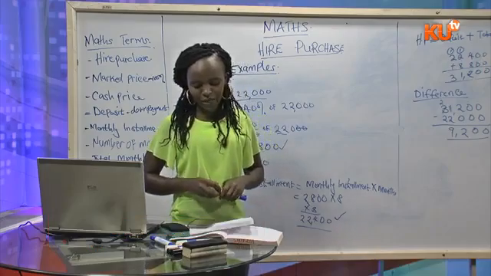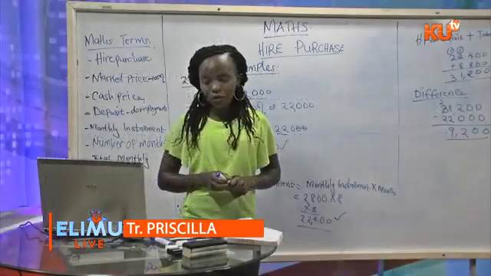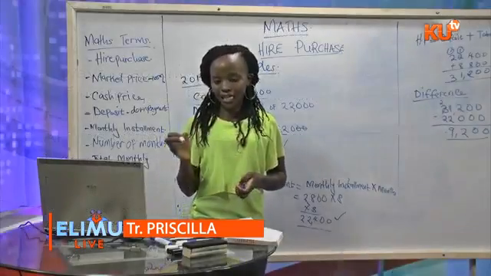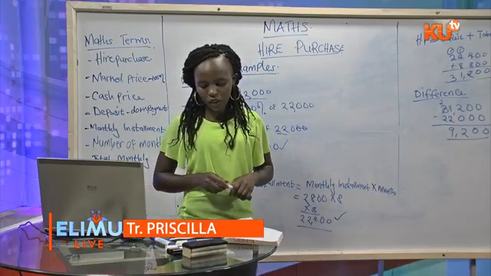Then point number 3 to remember. Always write down what you have been given. Whether you know how to calculate it or not, whether you know how to solve a problem or not, first of all, write down what you have been given. After writing down what you have been given, point number 4, understand what you are required to do. What does the question require? What is the question asking? Most of the times you are encouraged even to underline the keywords in a question so that you can understand what you are required to do.